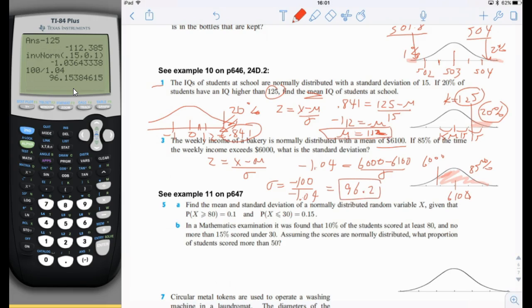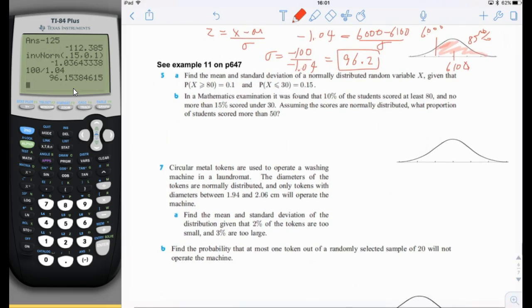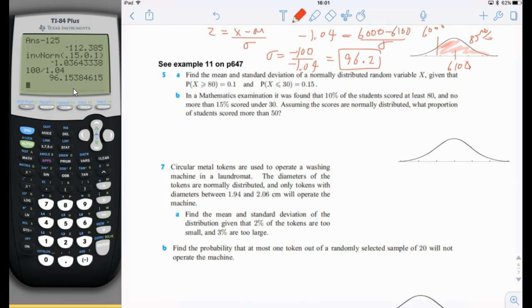All right. Number 5. Find the mean and standard deviation of a normally distributed random variable x, given that the probability that x is greater than 80 is 0.1, and the probability that x is less than 30 is 0.15. Now in this one, it's even more tricky because they don't give us the mean or the standard deviation, but we're going to go about it the same way. We're going to assume that it's a z distribution first, and then go from there.